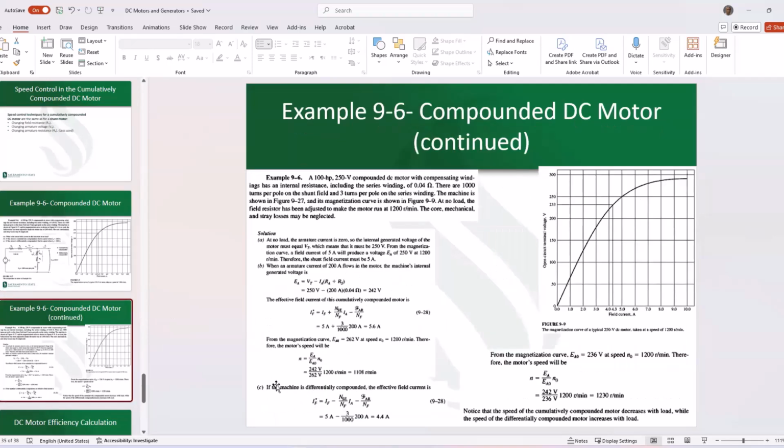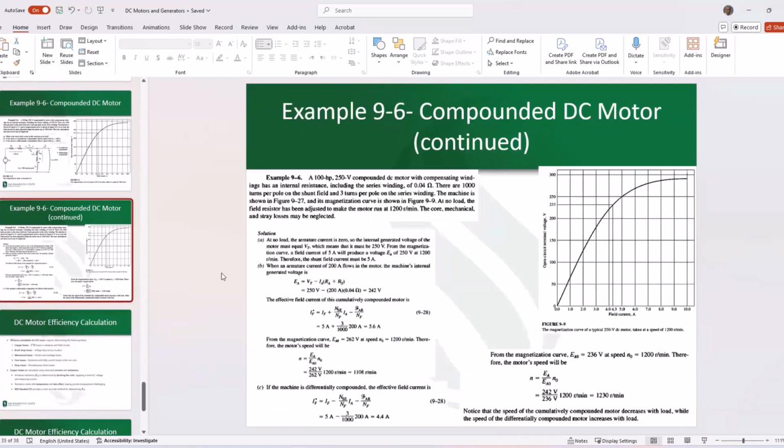So the solution here is that if the machine is differentially compounded, the effect on the field, or IF star, would be IF now minus NSE over NF, because of the differentially compounded effect, which gives us an effective field current of 4.4. Now this 4.4, if you go to the curve, would give us 236 volts at 1200 RPM.